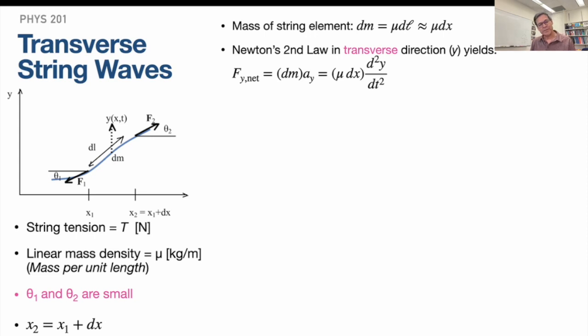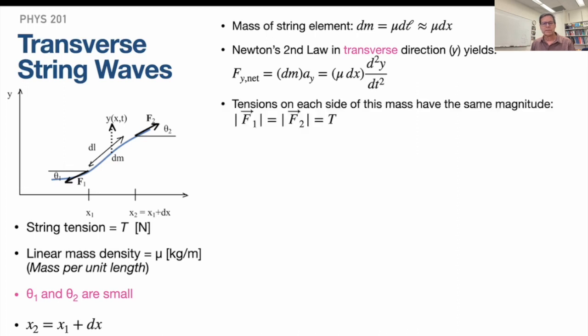So that's the MA part of Newton's second law. What about the forces? What goes on the left side of this equation? The net force acting on this element of string, which will govern whether it's going up or down. That has to do with the tensions on each side of the string.